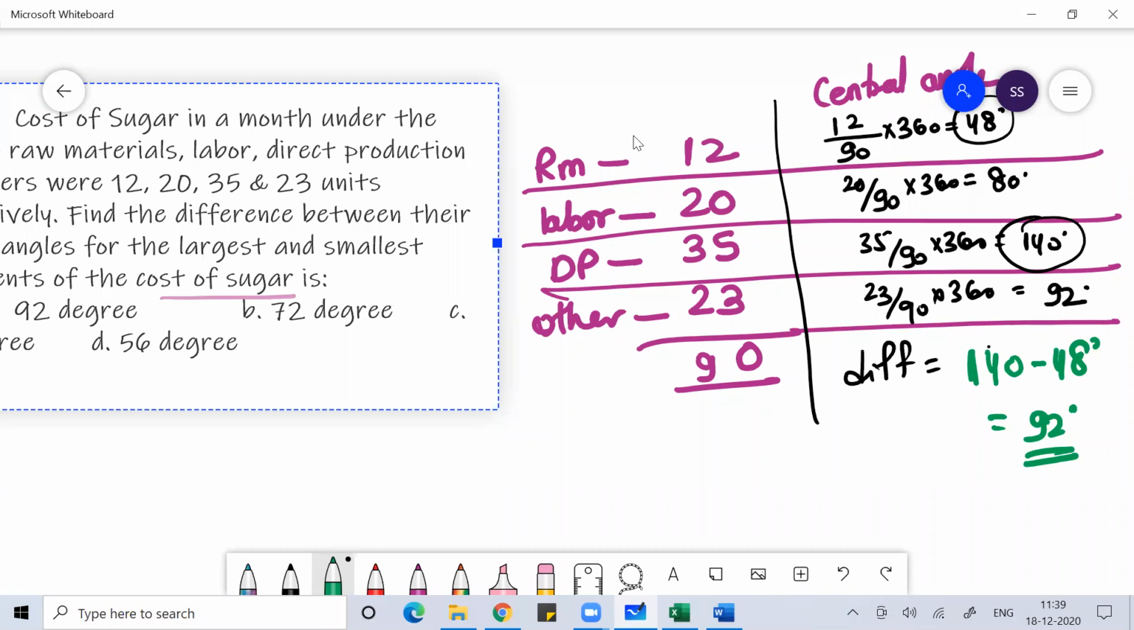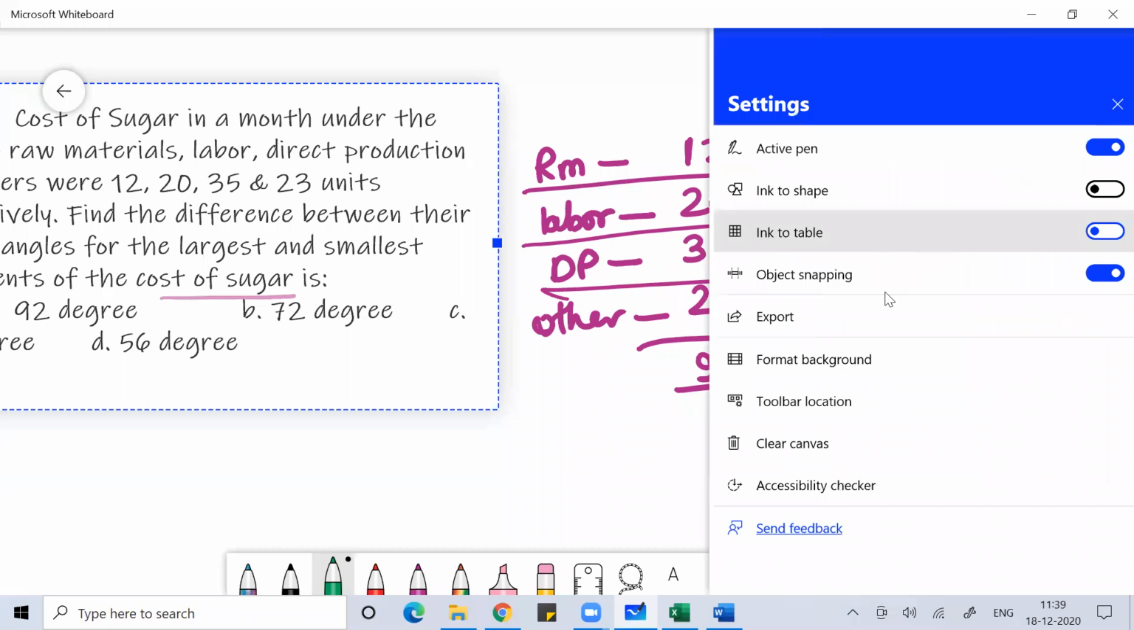So this is about the pie chart. Going further, now we need to discuss the graphical presentation of data. In the graphical presentation of data, we can present data in the form of different graphs like histogram, frequency polygon, frequency curve, or ogive.